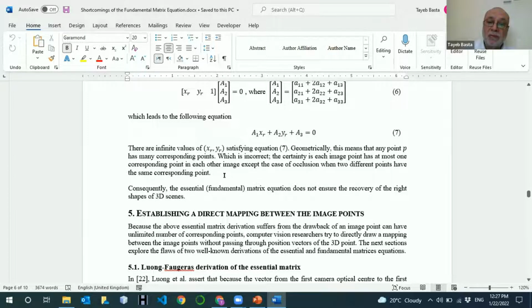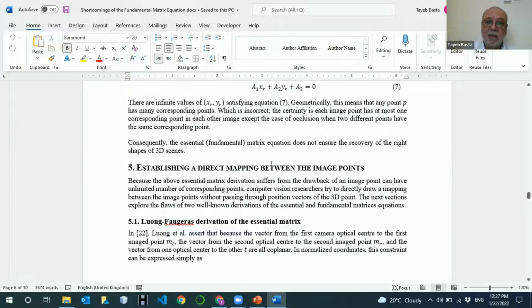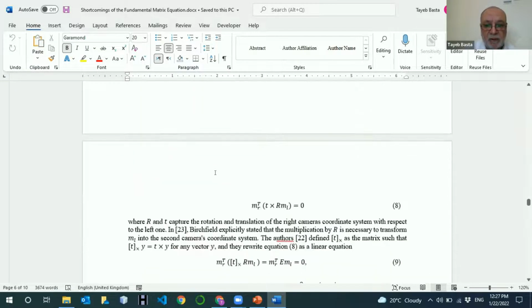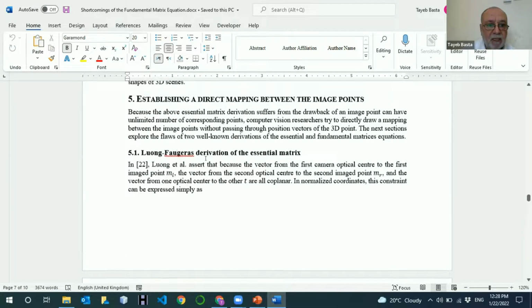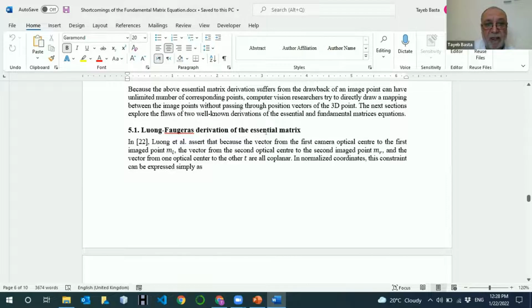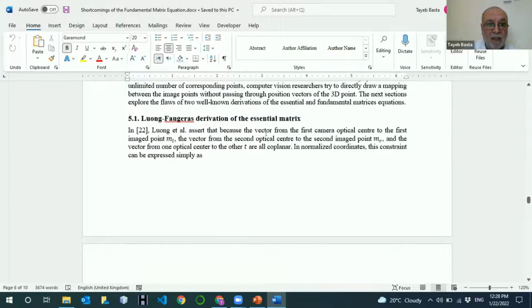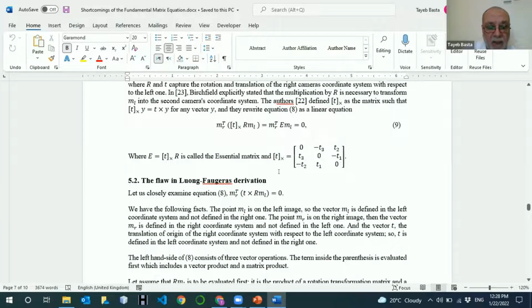Later on, authors and researchers tried to establish a direct relationship between the image point on the left and the image point on the right. I show here they misuse mathematics. The first one of them is the Longuet-Higgins derivation of the essential matrix. It is a very famous, outstanding conference paper, the first one that introduces the essential and fundamental matrix after Longuet-Higgins.